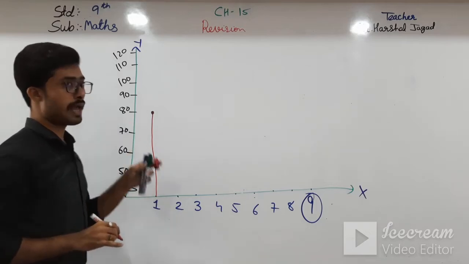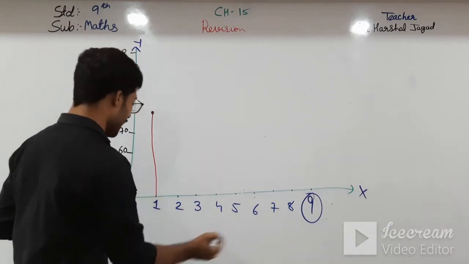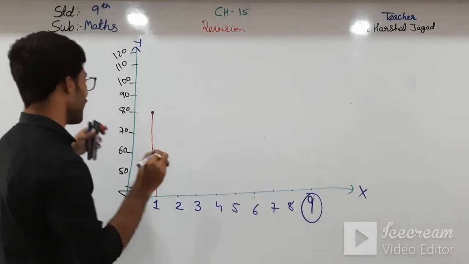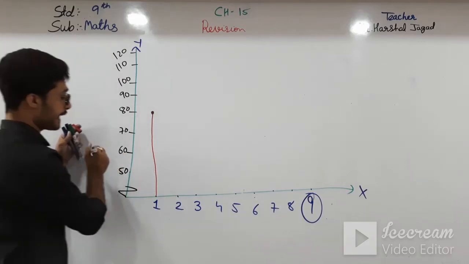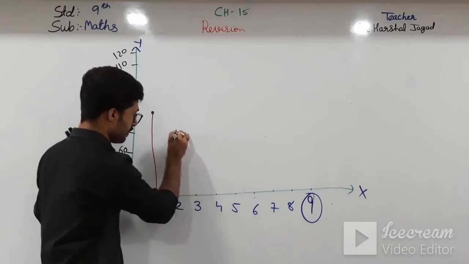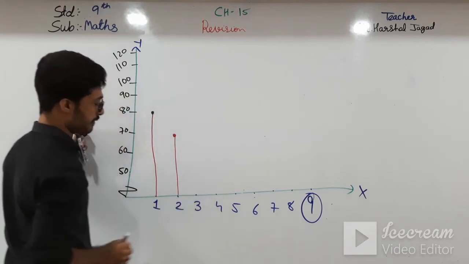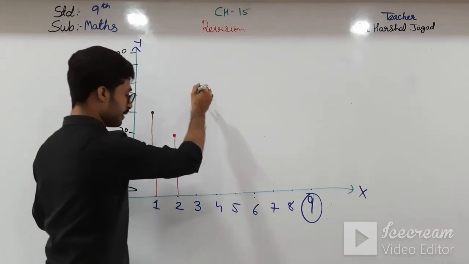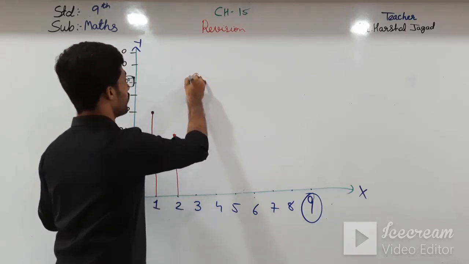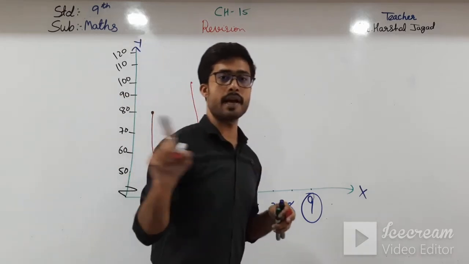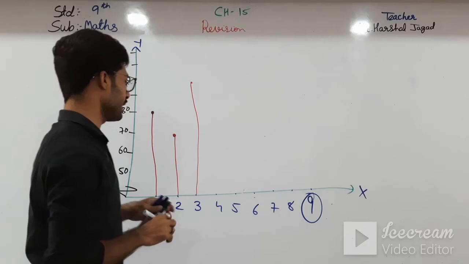So you have to draw a line like this. And the second rider, the average speed of the second rider is 70. So I will draw like this. And the average speed of the third rider is 100. Oh, it is too fast. We don't have to drive very fast vehicles.